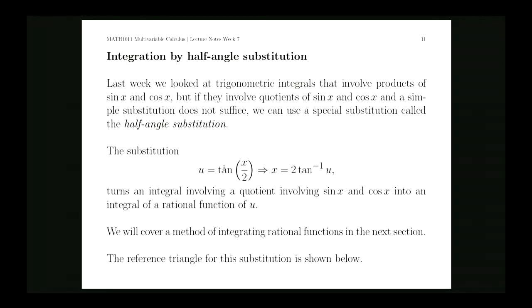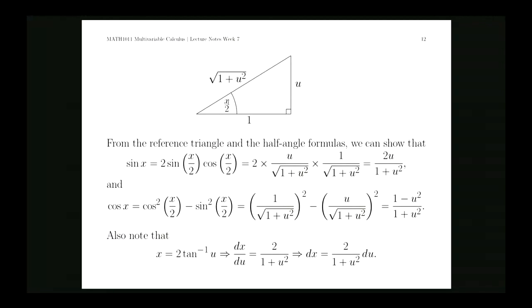This will always turn an integral involving a quotient of sines and cos into a rational function of u. The next thing we're going to do is a technique to handle integrals of rational functions, so we'll cover that in the next section. Now, the reference triangle for this one says tan of x on 2 is u on 1. So there exists a little triangle with angle x on 2, opposite u, adjacent 1, so the hypotenuse is the square root of 1 plus u squared.